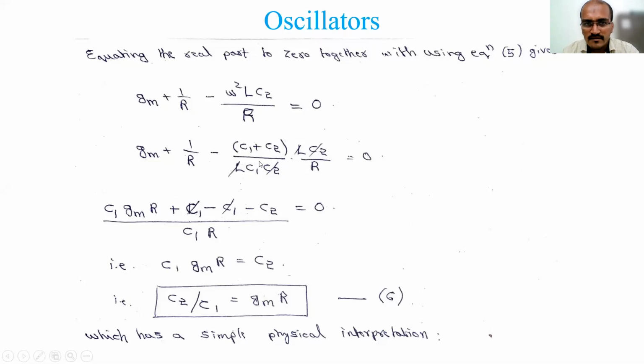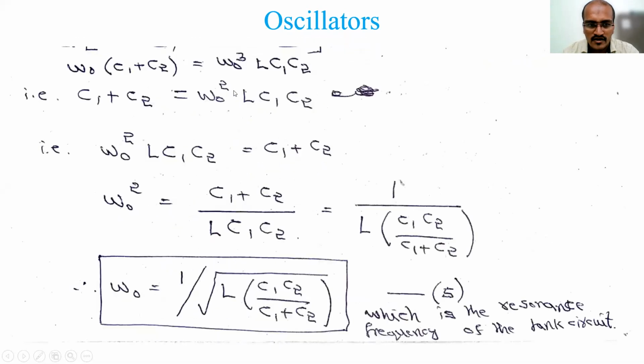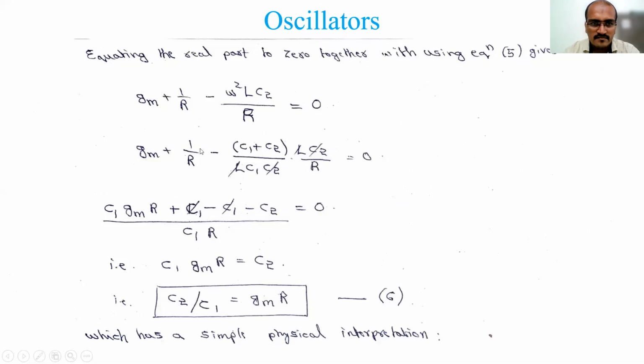So this is the real part, we equate it to 0. From this we will solve now, and also substitute for the omega value. The omega square value we got is C1 plus C2 by L C1 C2, and you can substitute either one. So I have tried to do that here: Gm plus 1 by R, omega square value C1 plus C2 by L C1 C2, into L C2 by R remaining. So L C2 will cancel out, then for the remaining we will take the LCM.